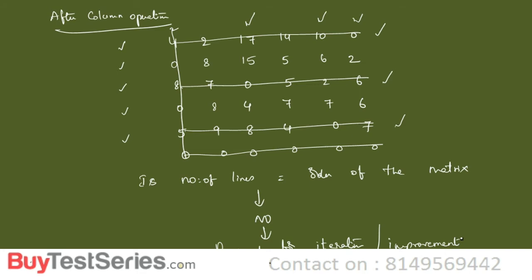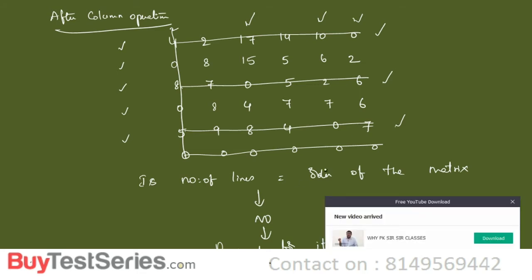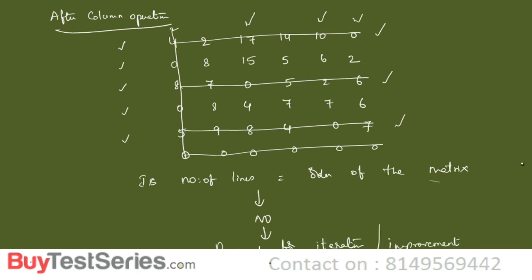In case the number of lines is not equal to the order of the matrix, then it means that the initial answer that you have got right now, which you can see on the screen, is not the best answer. An even better answer is possible, and therefore we're going to go for iteration or improvement. Is that clear? Now, what are the rules for iteration or improvement?